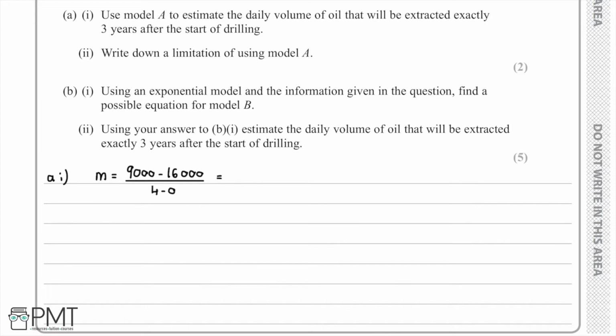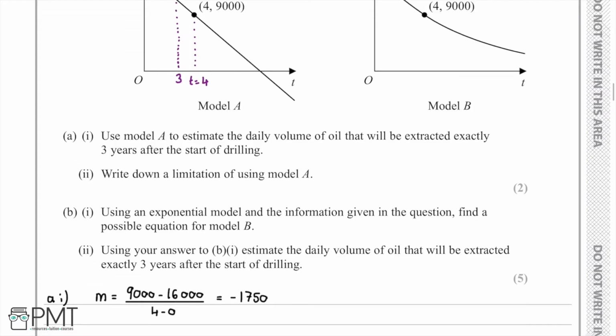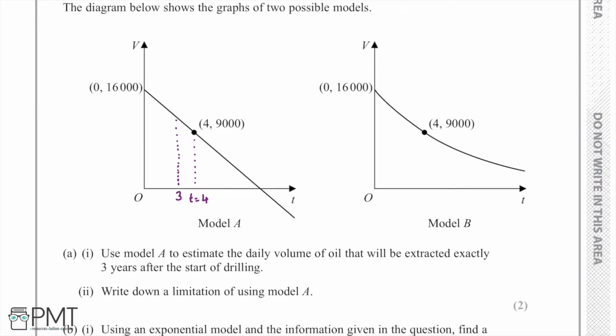So overall, putting this into our calculator, it comes out the gradient is negative 1,750. And then we already know, looking back at the question, that 16,000 is the y-intercept. So we can actually just write the equation of the line out. So we have that y is equal to 16,000 minus 1,750x. But then we must remember that we're not dealing with x's and y's, we're dealing with v's and t's.